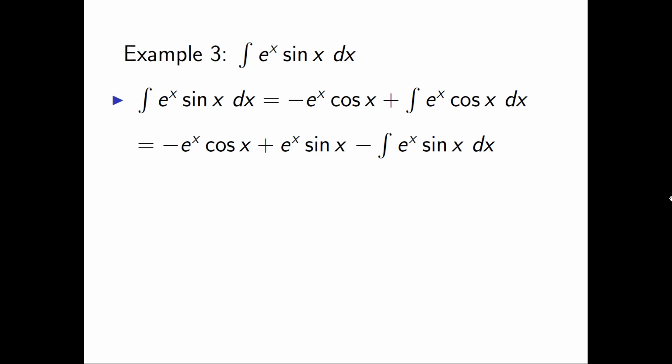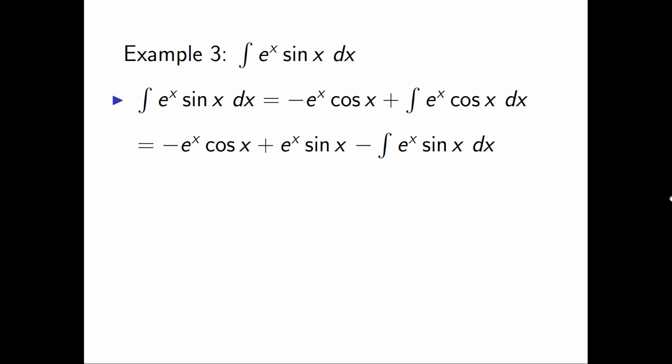Okay, so we've got the original integral is equal to negative e to the x cosine x plus e to the x sine x, and then minus e to the x sine x integrated. Well, this looks kind of familiar. In fact, this is what we started with. This is exactly the same as our original integral. So in some sense, it feels like we've made no progress. Okay, we've literally got back to where we came from.